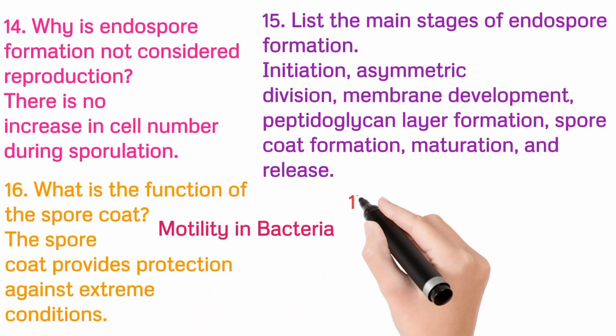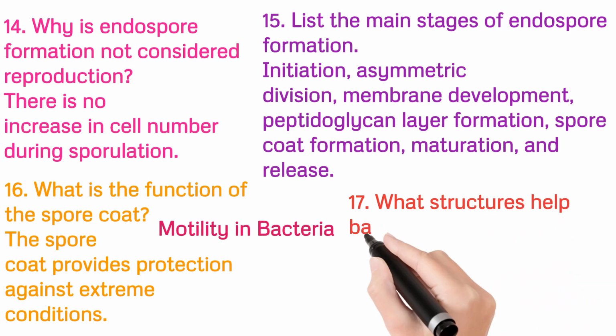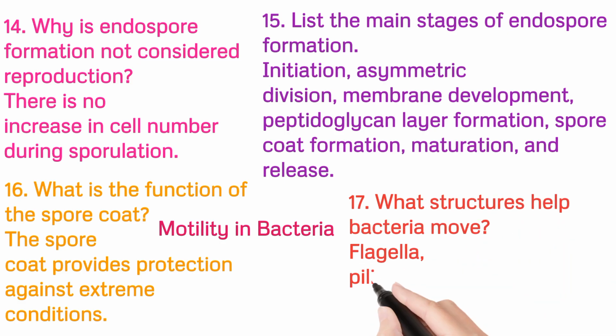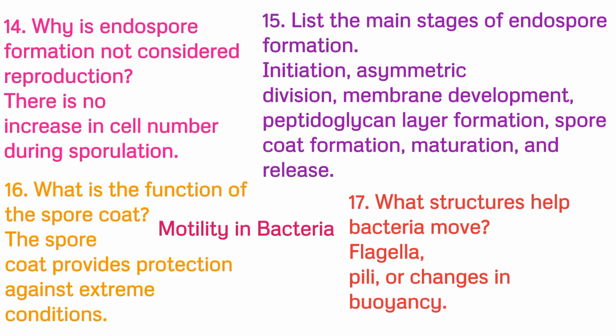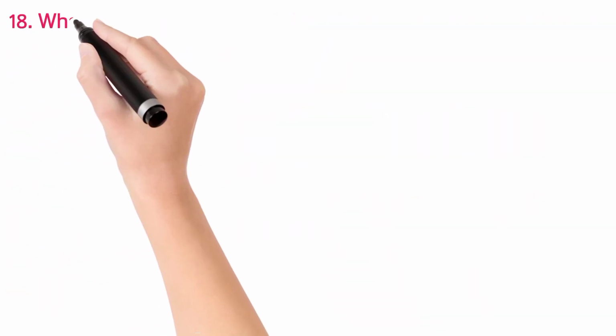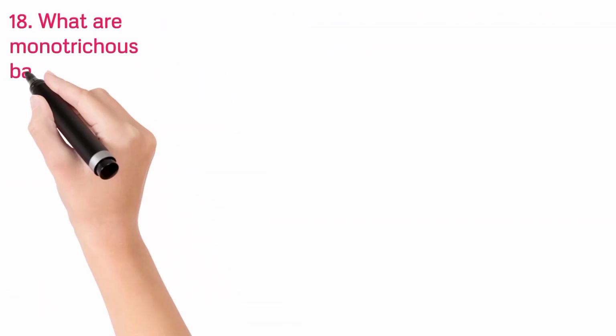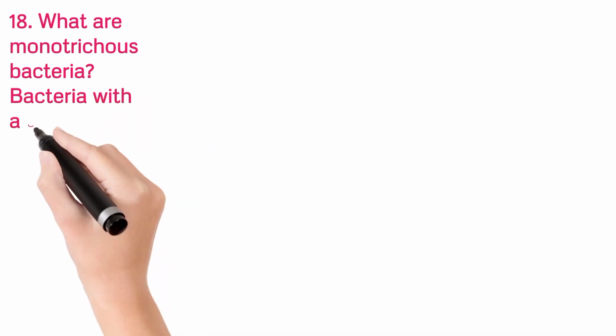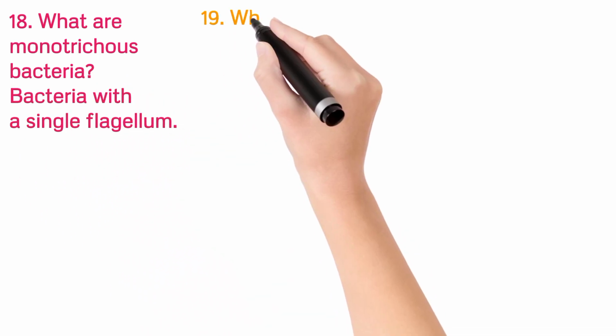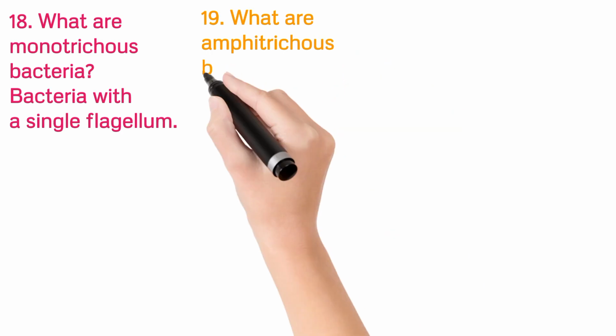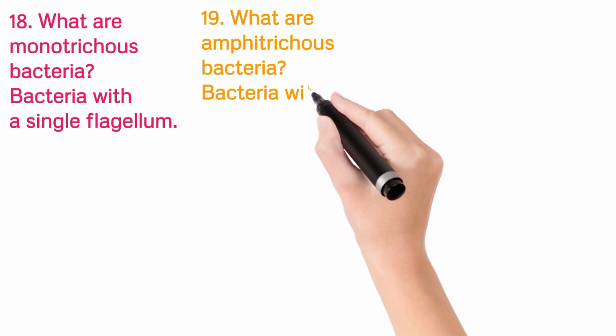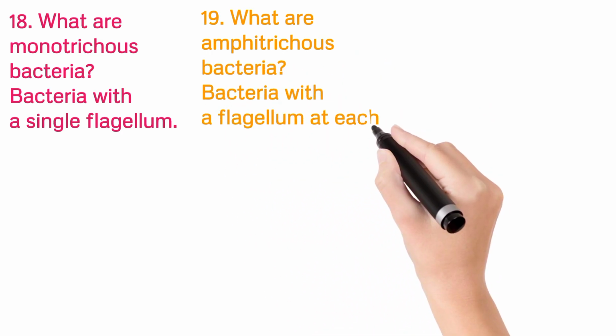Motility in bacteria. 17. What structures help bacteria move? Flagella, pili, or changes in buoyancy. 18. What are monotrichous bacteria? Bacteria with a single flagellum. 19. What are amphitrichous bacteria? Bacteria with a flagellum at each end.